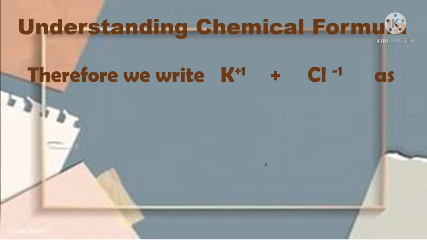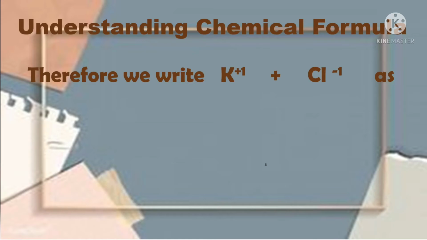Let's proceed to another example. Look for potassium on your periodic table. It's a metallic element, so therefore you can find it on the left side. Okay? So potassium is K, and its oxidation number is +1, right?